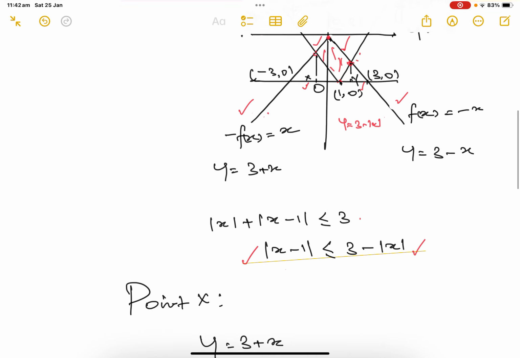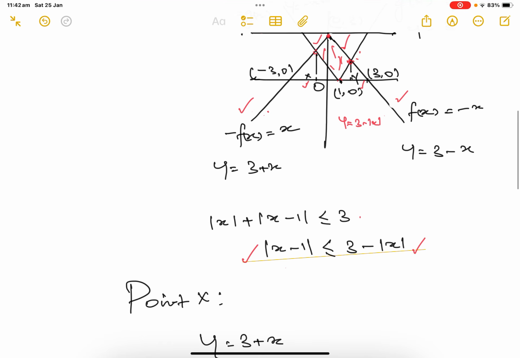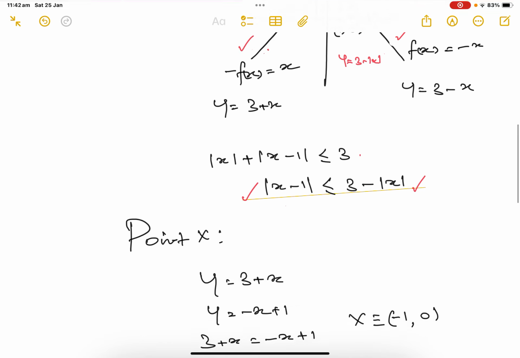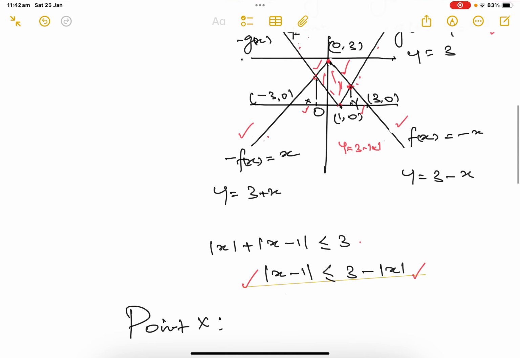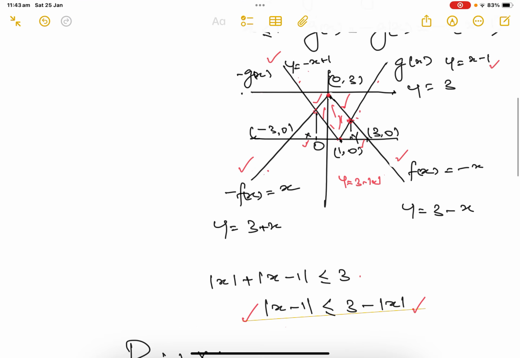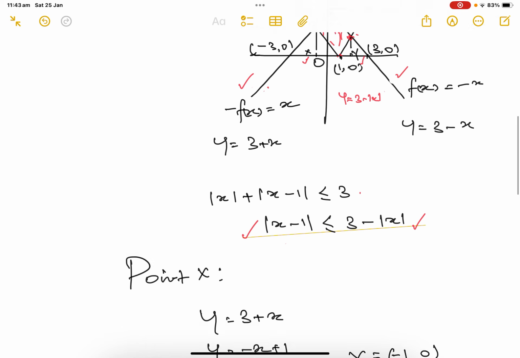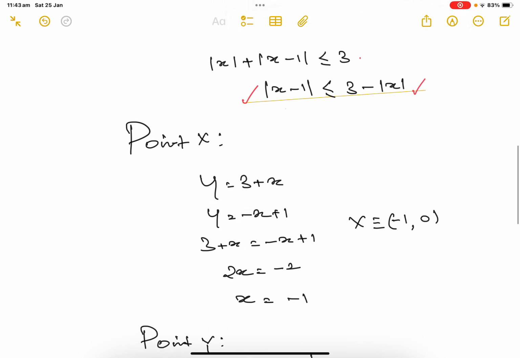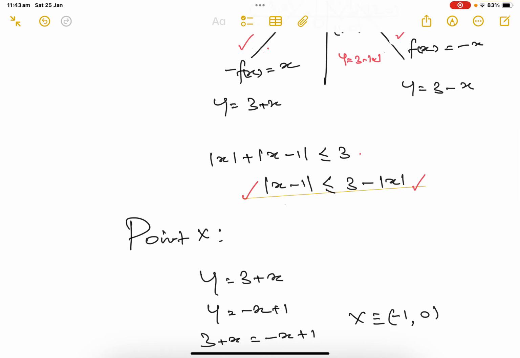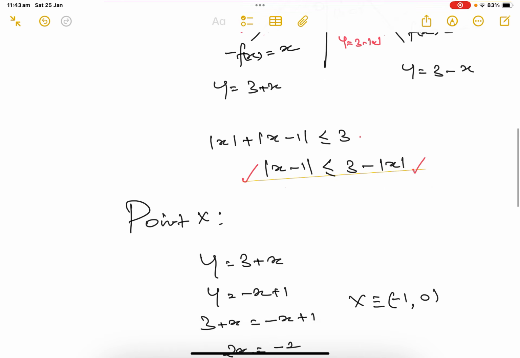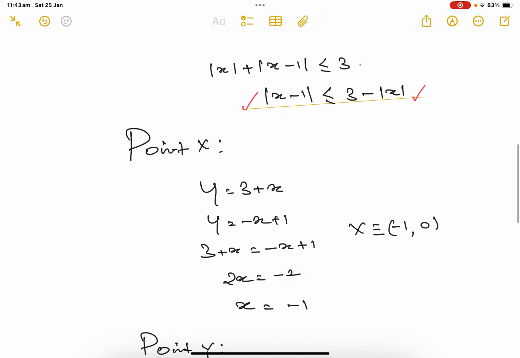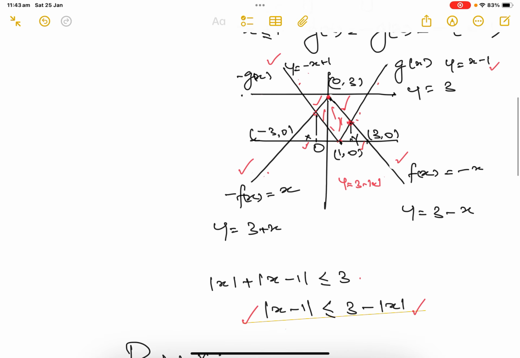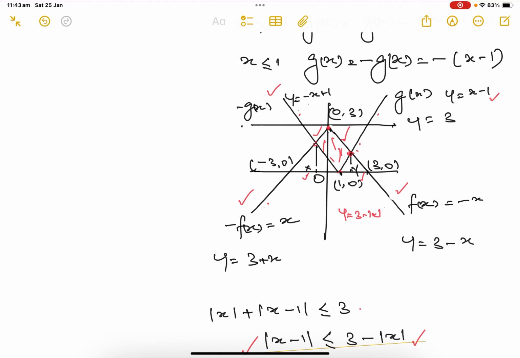So let's find the value, or the coordinate, of x. At point x, there are two graphs we need to consider. One graph is y equal minus x plus 1. The other graph is y equal 3 plus x, because the modulus graph there is plus x. And the other one is y equal minus x plus 1.